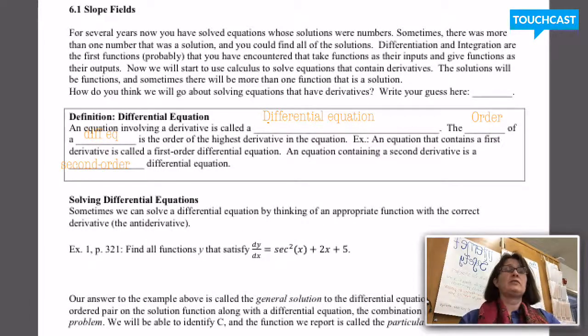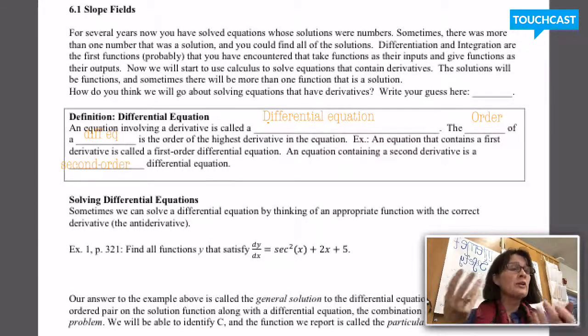You've been solving equations for a long time. And pretty much most of the equations you solve, they have solutions that are numbers. They might be real numbers, they might be complex numbers, there might be more than one solution, but you've been solving equations and finding solutions that are numbers. For the first time, we're going to solve equations for which the solution is a function.